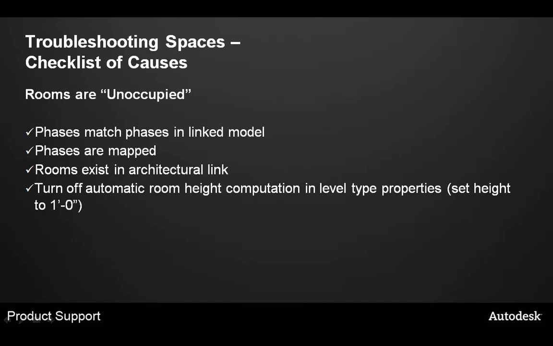If you experience a rooms are unoccupied error, there are a few additional items to make sure are set correctly within the Revit MEP model. Again, make sure that phases match phases in the linked model. Make sure the phases are mapped properly. Make sure rooms exist in the architectural link. And finally, you can turn off the automatic room height computation in the level's type properties and set the height to 1 foot 0 just to make sure everything is working properly.